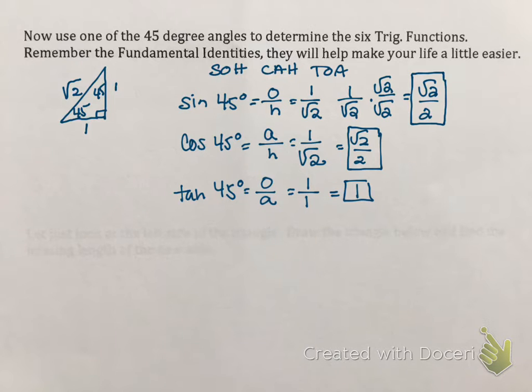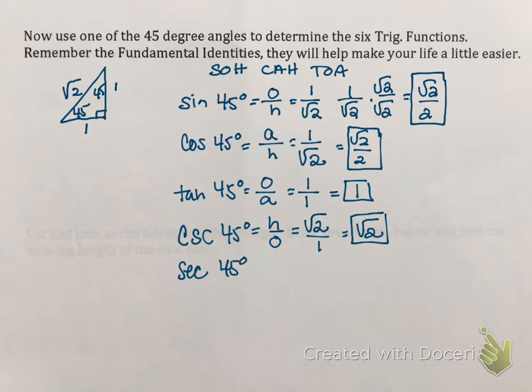The reciprocal function of sine is cosecant. And cosecant, by definition, because it's the reciprocal of sine, is hypotenuse over opposite. The hypotenuse is radical 2, and the opposite side is 1. So radical 2 divided by 1 is radical 2. Secant of 45 degrees. Secant is the reciprocal function of cosine. So it's defined as hypotenuse over adjacent. The hypotenuse is radical 2, and the adjacent side is 1. So when we divide these two, we get radical 2.